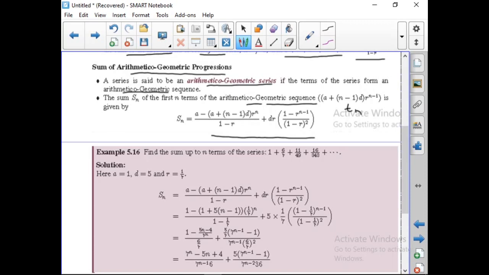Arithmetico-geometric progression is nothing but the numerator will be an AP and the denominator will be a GP. If the numerator is an AP and the denominator is a GP, then we say that it is an arithmetico-geometric progression. So see this example now, example 5.16.